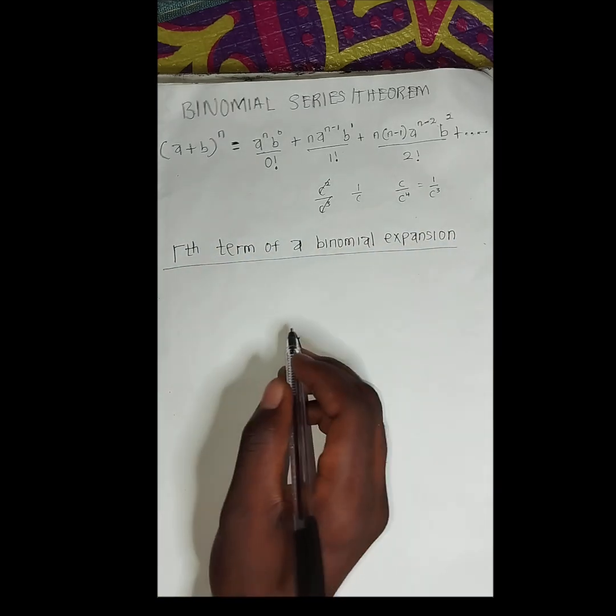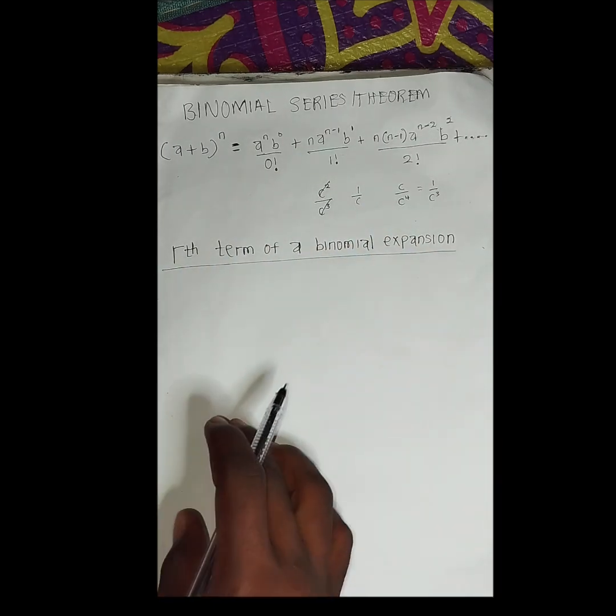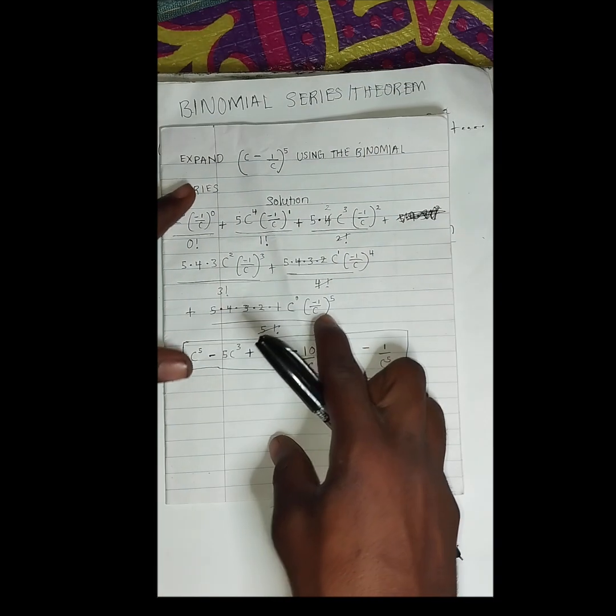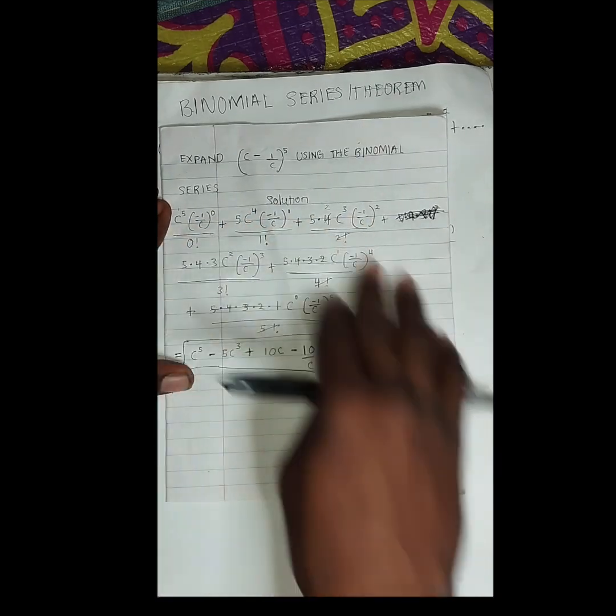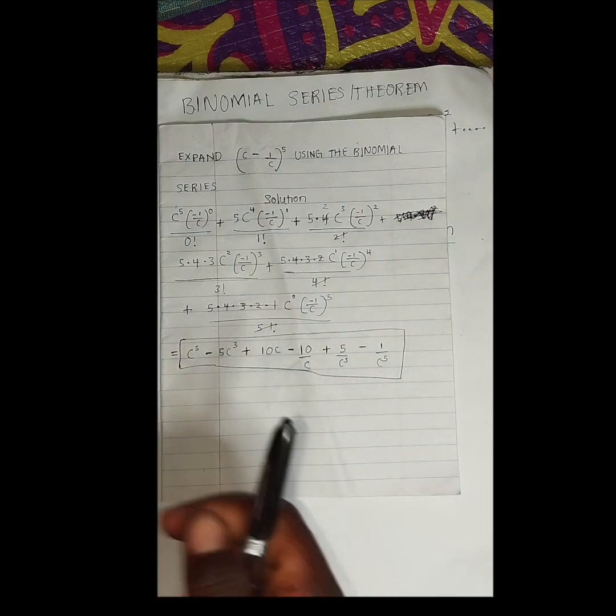Rth term of a binomial expansion. What does this mean? It simply means a particular term of a binomial expansion. I'm going to make reference to the last question we solved. Look at this binomial expansion here. Yes, you might be told to find the fourth term of this binomial expansion.